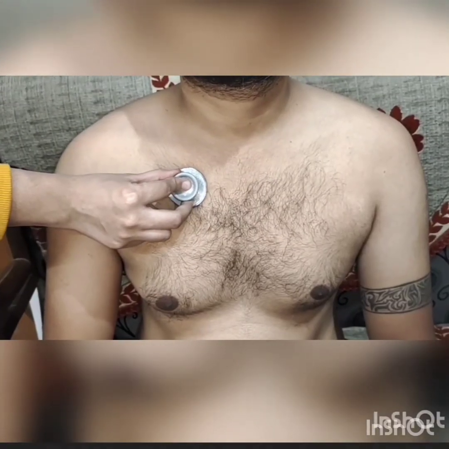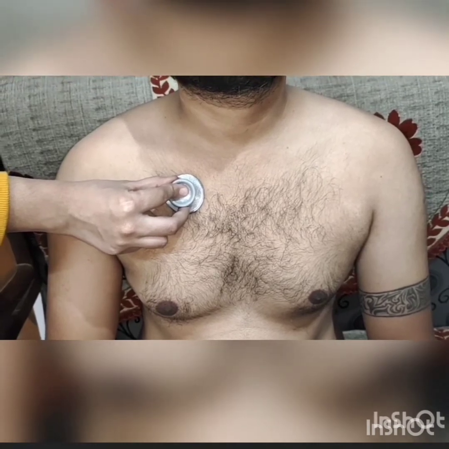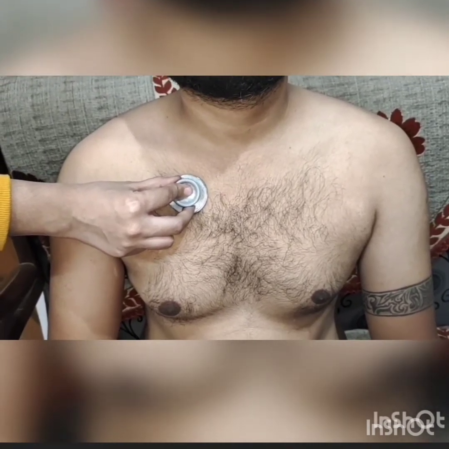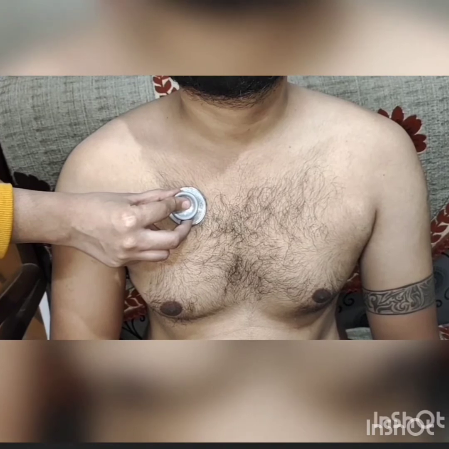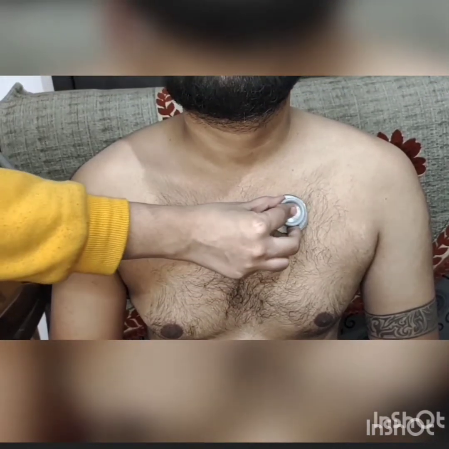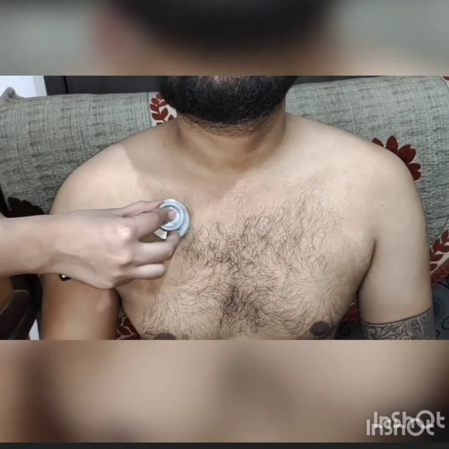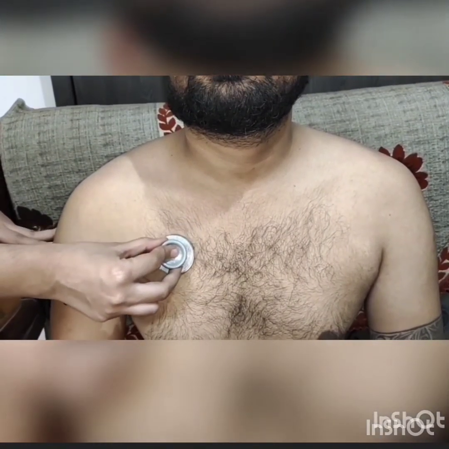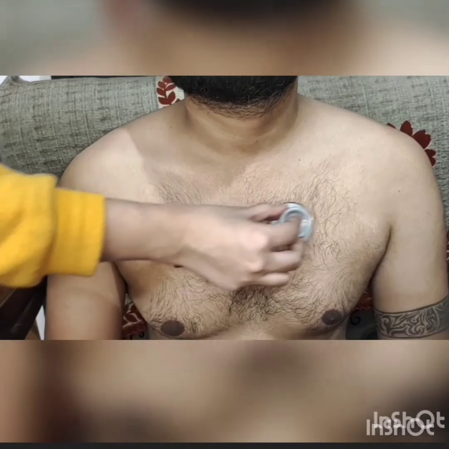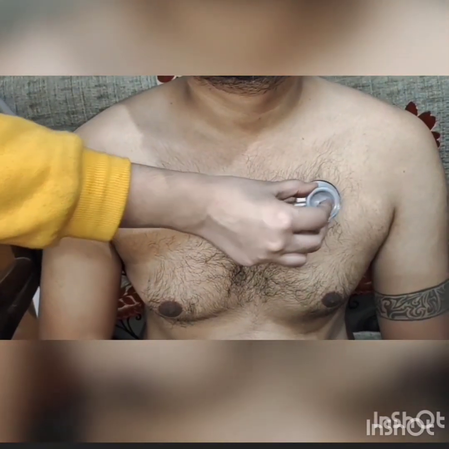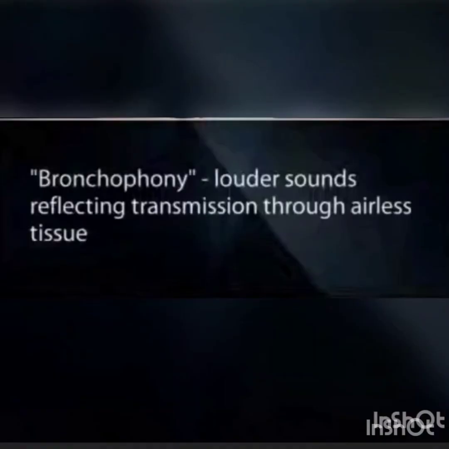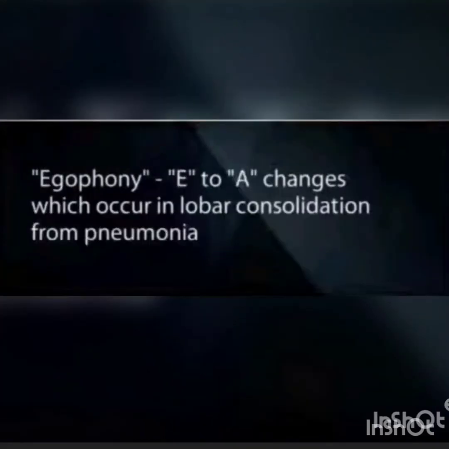If you hear abnormally located bronchovesicular or bronchial breath sounds, assess transmitted voice sounds while auscultating the chest again. Ask the patient to say 99. Normally, the sounds transmitted through the chest wall are muffled and indistinct. The louder sounds reflecting the transmission through airless tissue are called bronchophony. Egophony: E to A changes, which occur in lobar consolidation from pneumonia.